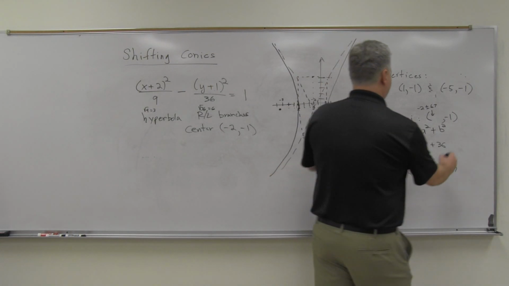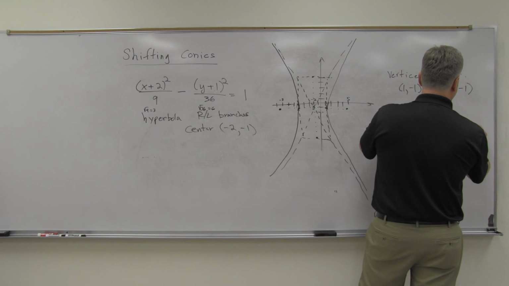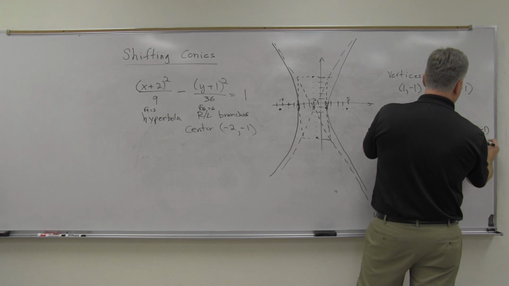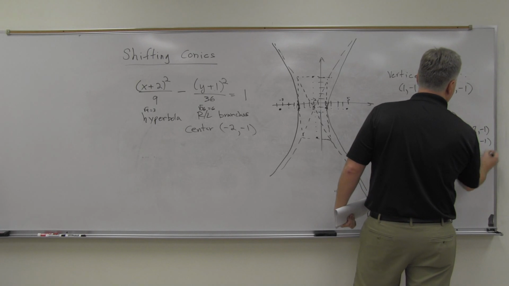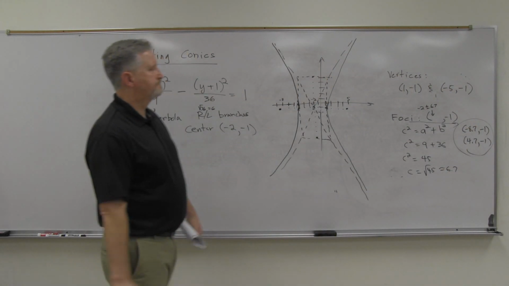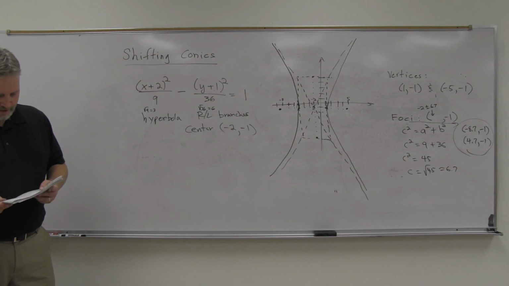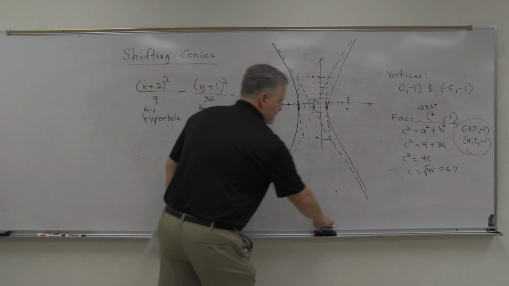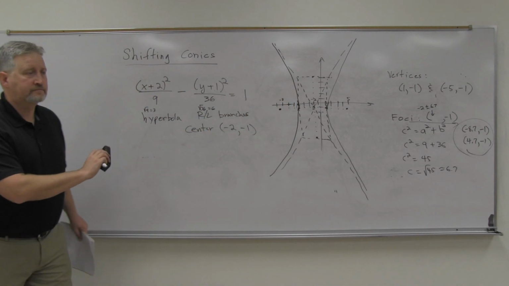All right, so what's that going to give? -8.7, -1, and then -2 plus 6.7, what is that, 4.7? Yes. 4.7, -1. Those are my foci right there. All right, one more, then I'll be done. Any questions on that one?